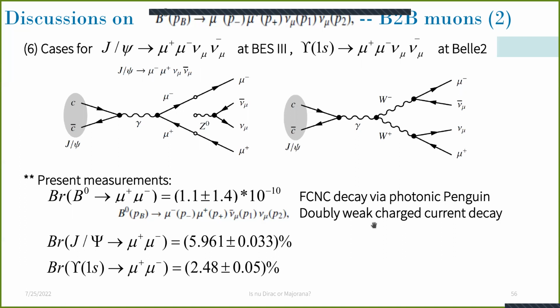Now, let's see only the J psi case, because they are very similar. J psi goes to gamma, to the mu, and to this way. You can have neutral current, or this gamma and doubly charged current like this way. There are 2 possibilities. Now, presently, V0 to mu is very small. Wow, then they say this is impossible.